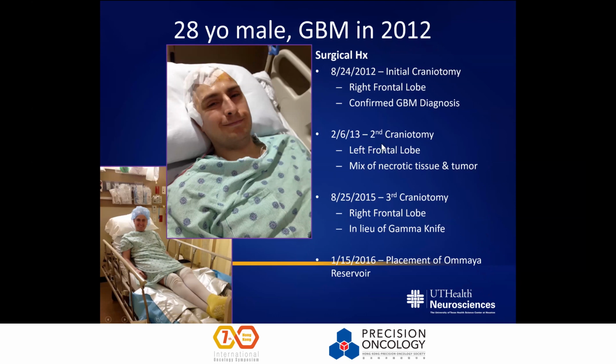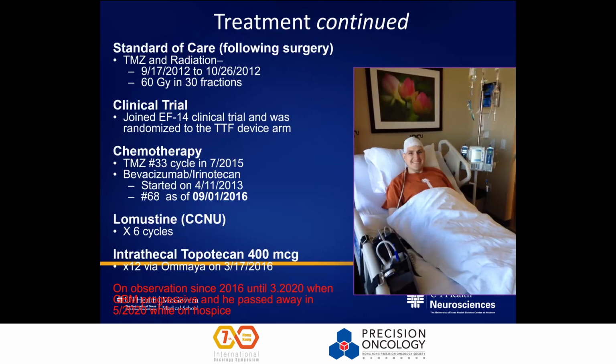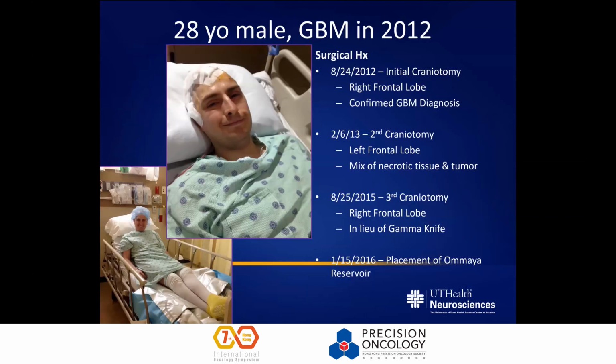He had a second surgery on the left side, and then a third surgery on the right due to tumor progression. At the time, we were thinking about gamma knife, but surgery was recommended, so we did not do the gamma knife. And because his CSF staging showed atypical cells, we placed an Ommaya for intrathecal chemotherapy.